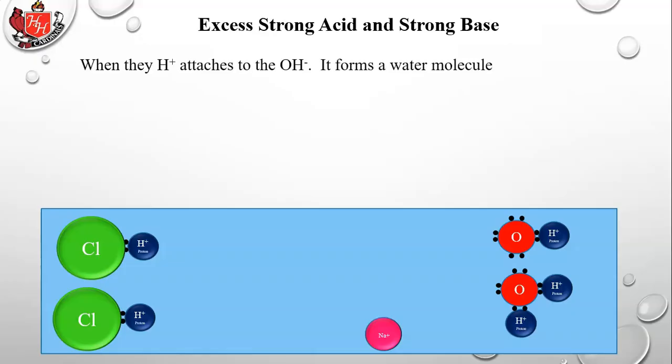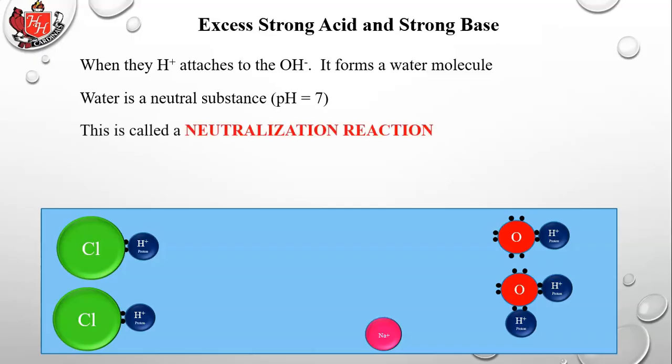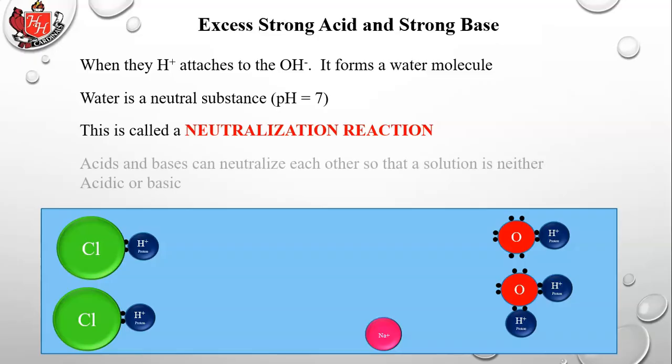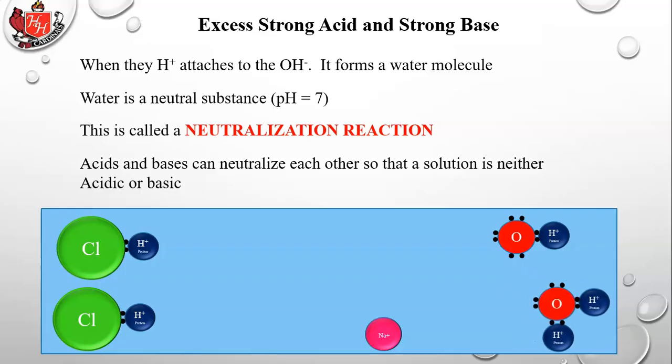So when the H+ attaches to the OH-, it forms a water molecule. Water is a neutral substance. It has a pH of 7. That's right in the middle of the pH scale. So this is called a neutralization reaction. When an acid and a base, in this case a strong acid, hydrochloric acid, and a strong base, sodium hydroxide, get together, they will neutralize. So let's watch this happen. Acids and bases can neutralize each other so that the solution is neither acidic nor basic. So we're going to move that water molecule, and here goes the proton.